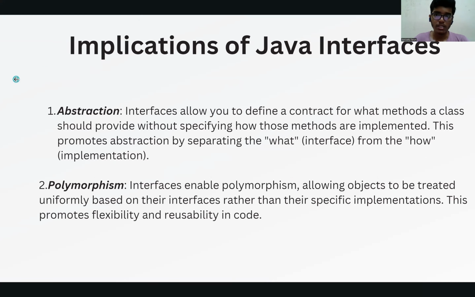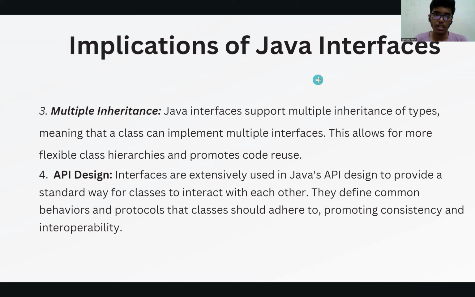So what are the implications of Java interfaces? Java interfaces will help in abstraction, polymorphism, multiple inheritance and API design. Multiple inheritance is the most important of them all, like we use Java interfaces mostly in order to achieve multiple inheritance.